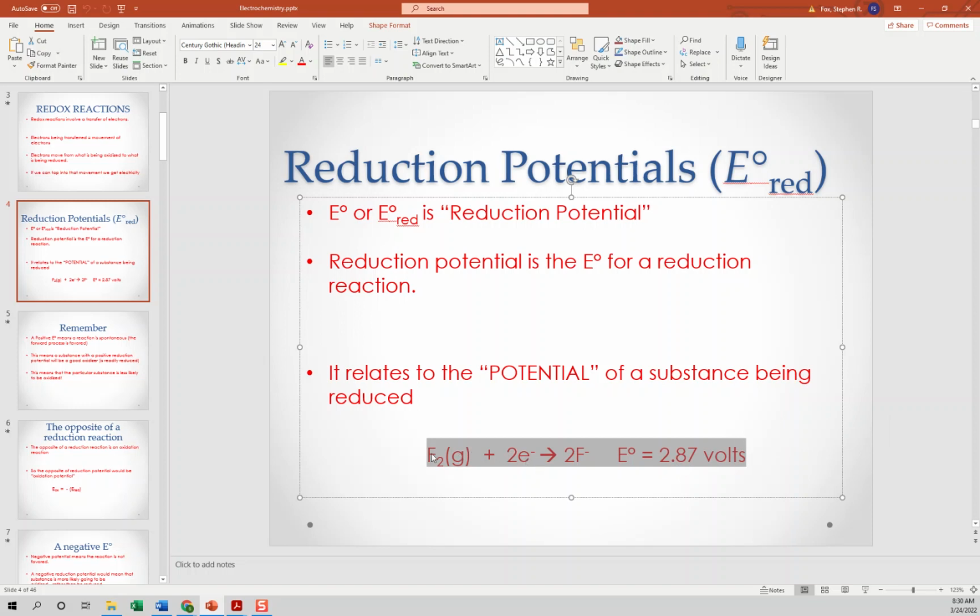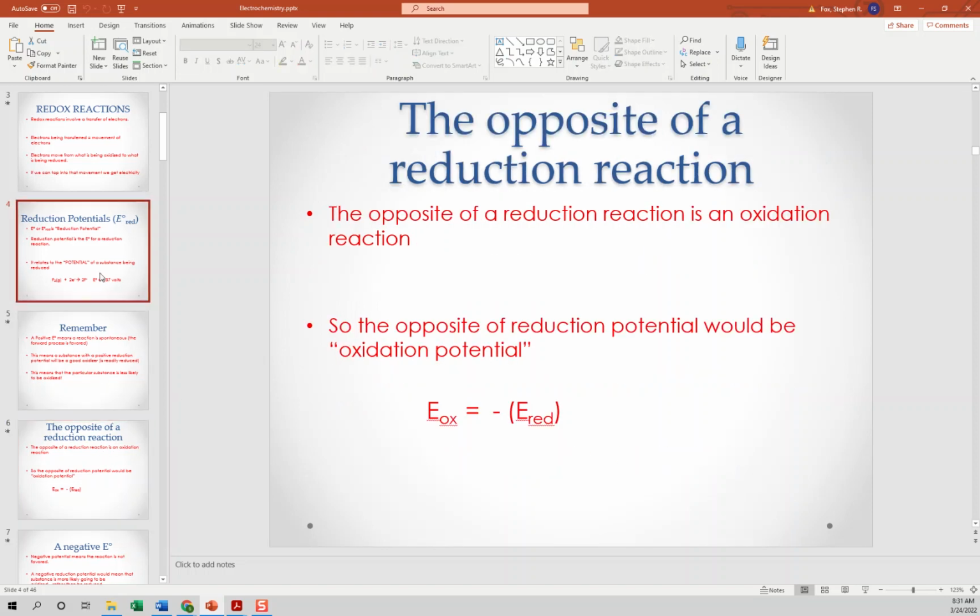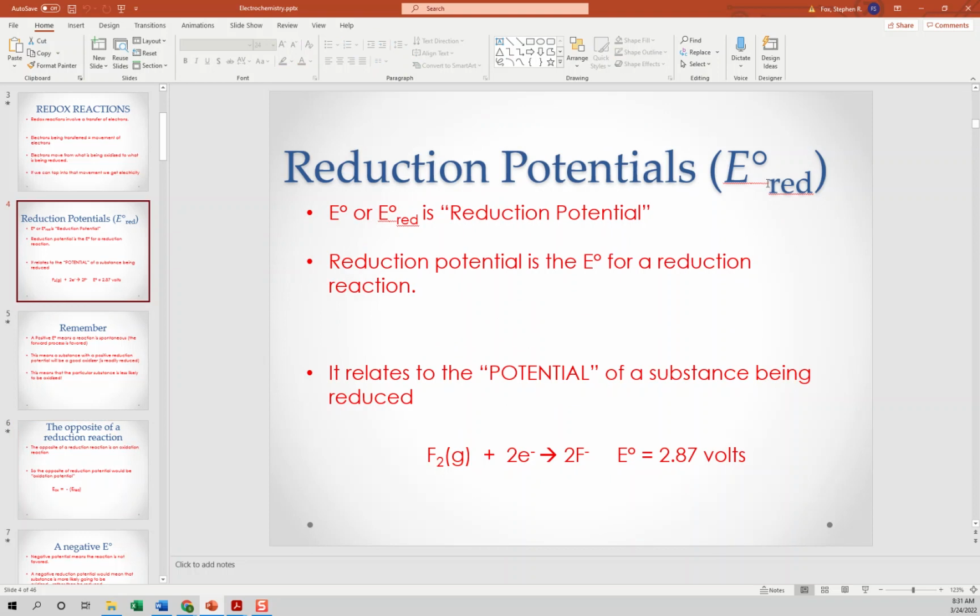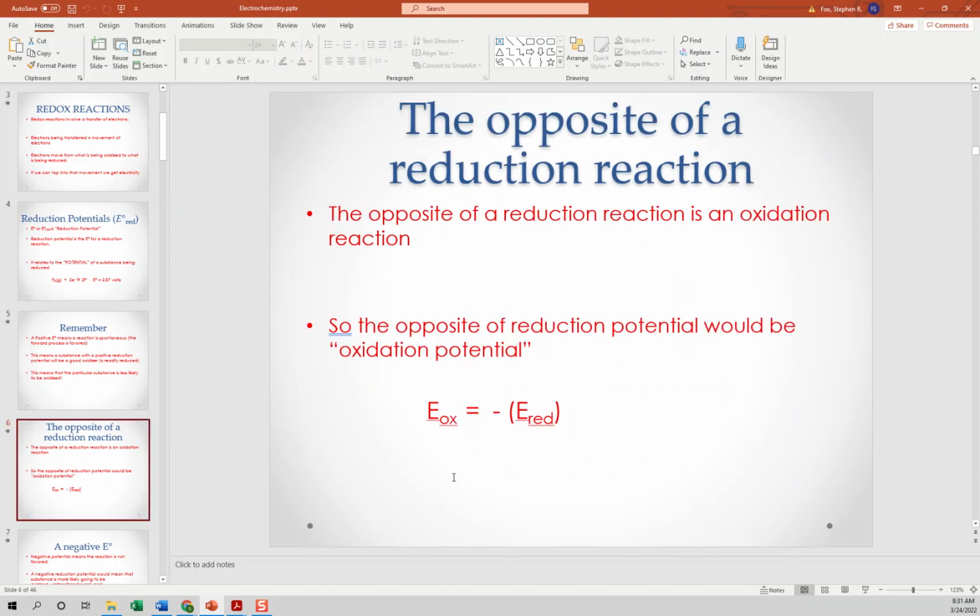So fluorine is very likely to be reduced, but if we reversed it and made that a negative, that would tell us the oxidation potential of fluoride. So that's telling us that fluorine is good at gaining electrons, but fluoride is really bad at losing electrons, okay? And that should make sense to us. So again, E red means reduction potential, and so if you reverse the reaction, that means you get oxidation potential. And anytime you flip a cell potential or flip a reaction, you flip the sign of the cell potential, okay?